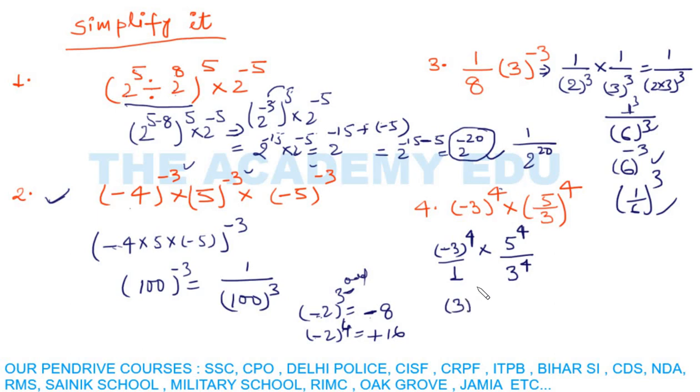So I can write it as 3 raised to the power 4. Why? Because this minus becomes plus, into 5 raised to the power 4 upon 3 raised to the power 4. This one is the same, so we can cancel it. Numerator and denominator can be cancelled. So we are left with 5 raised to the power 4, which is your answer.